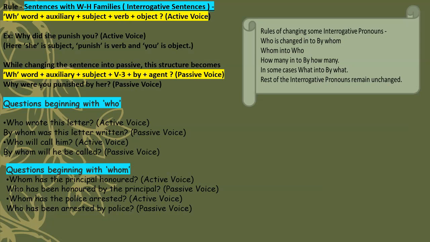Fine. Now, why? You can see the example. Why did she punish you? Just see the structure formation. Why is the WH word, did is the auxiliary, she is the subject, punish is the verb, and the object is you.